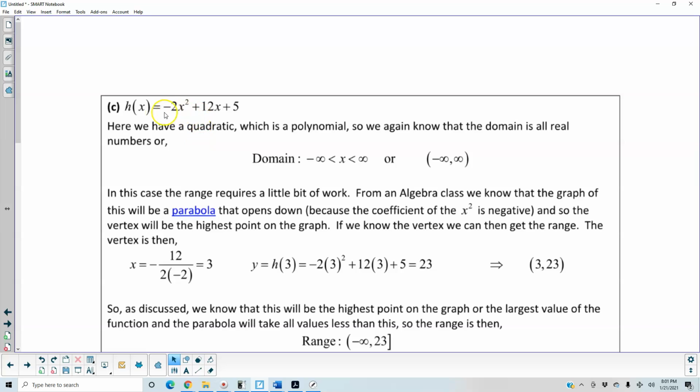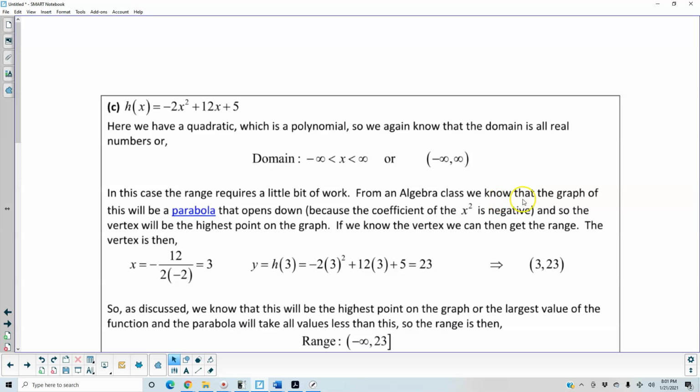Part C says h of x is equal to negative 2x squared plus 12x plus 5. Here we have a quadratic, which is a polynomial. So we again know that the domain is all real numbers, or in this case, x is between negative infinity and infinity, which we write in interval notation as left parenthesis negative infinity comma infinity right parenthesis. In this case, the range requires a little bit of work.